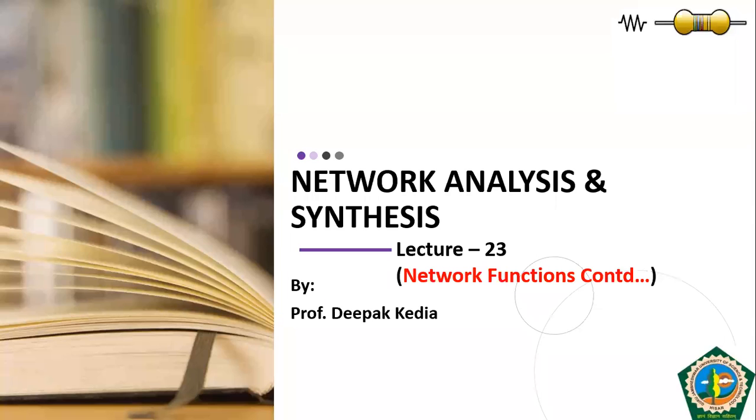In yesterday's class, we had talked about the Routh-Hurwitz criterion, and we had seen how, by using that criterion, we can determine the stability of the electric network that is represented with the help of network functions. And we had seen that in the Routh array, if there is a sign change in the first column of the Routh array, then we call that system unstable. So there should not be any sign change in the first column of the Routh array. In that case, we call the system a stable system.